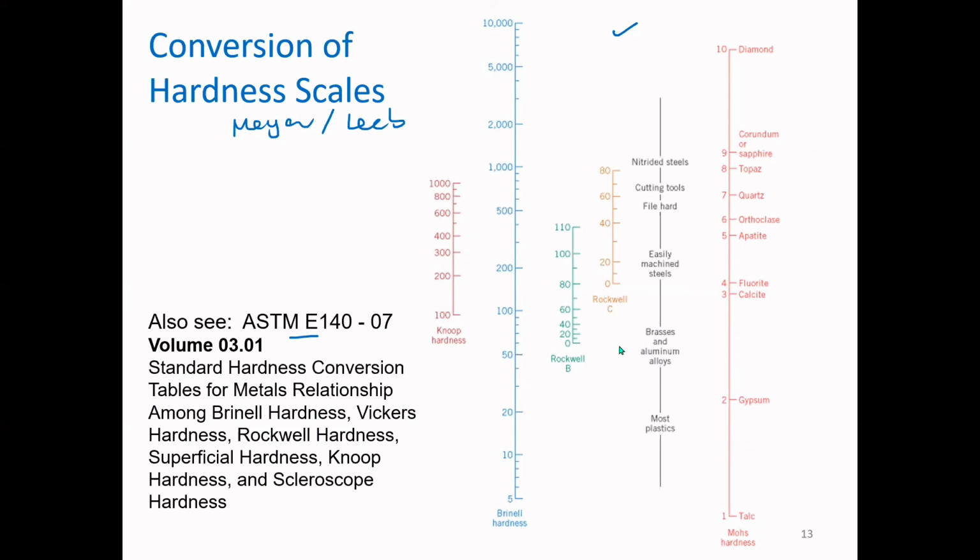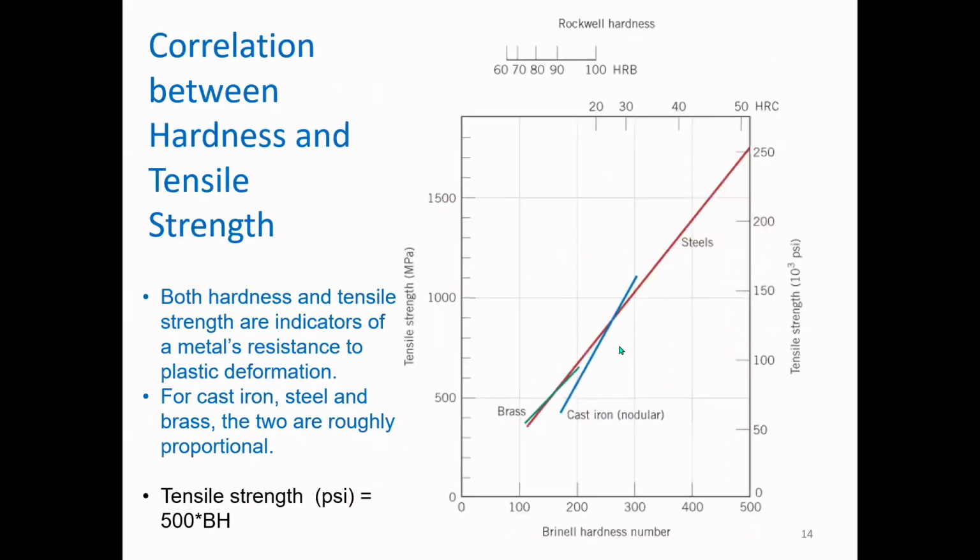And it's good to know that hardness numbers are used primarily as a qualitative basis for comparison of materials, specifications for manufacturing and heat treatment, quality control, and correlation with other properties of the material. Both hardness and tensile strength are indicators of a metal's resistance to plastic deformation. For example, for materials such as cast iron, steel, and brass, the two are roughly proportional.